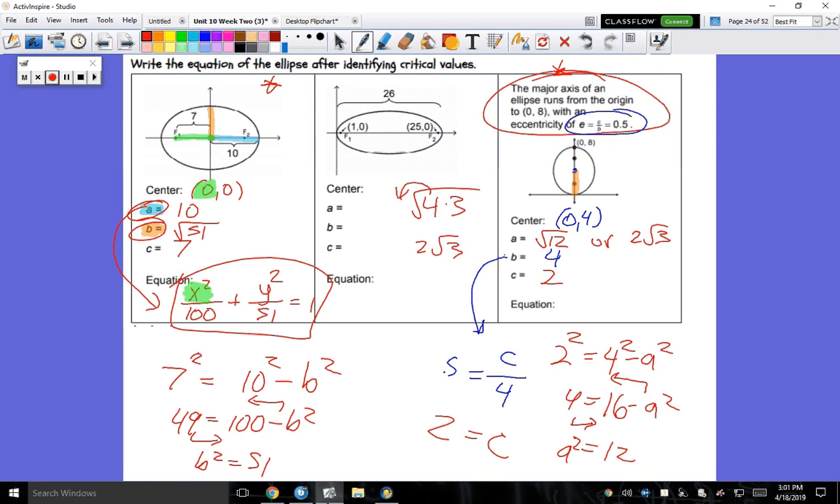Okay? So the center was 0, 4, so we have x squared, and we have y minus 4. These are my numerators. We know it's equal to 1 because it's an ellipse, and now, what goes underneath x squared? 12. And what goes underneath y squared? 16. And that's how you would get that one.